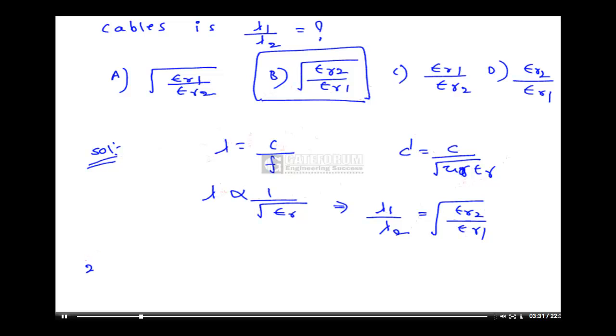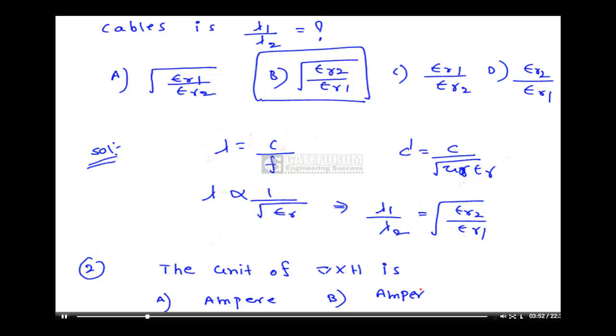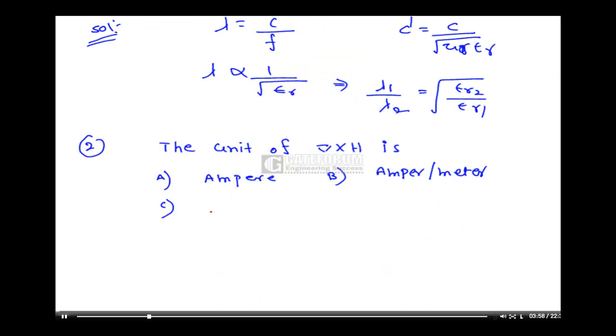Next problem is problem 2. The unit of del cross H is: option A, ampere; option B, ampere per meter; option C, ampere per meter square; option D, ampere meter.